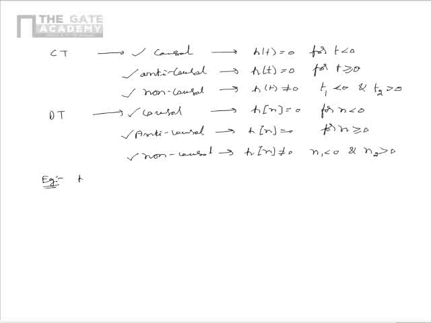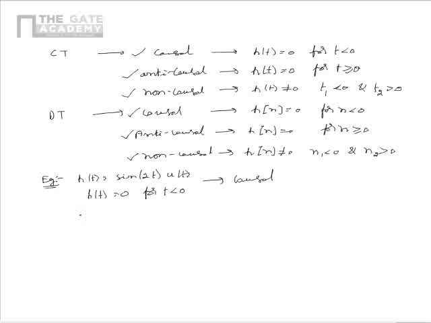Suppose there is a continuous time LTI system of impulse response sin of 2t u of t. We see that h of t is equal to 0 for t less than 0. From this we see that the continuous time LTI system is causal.